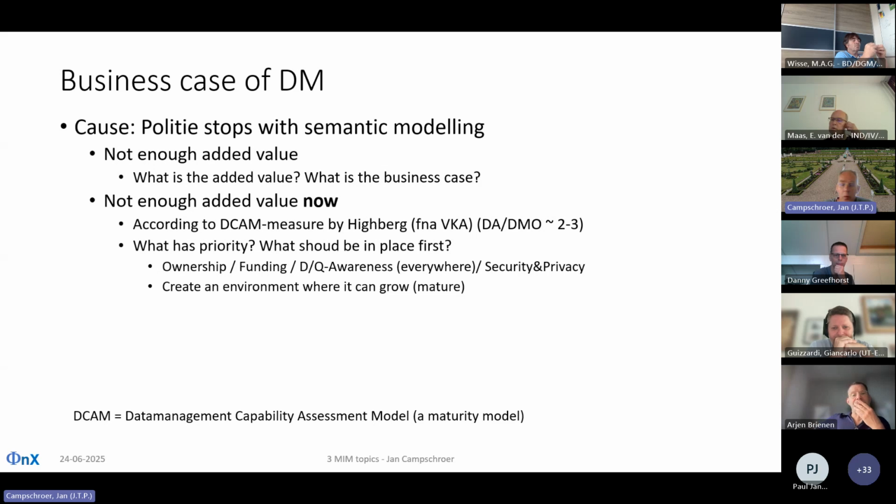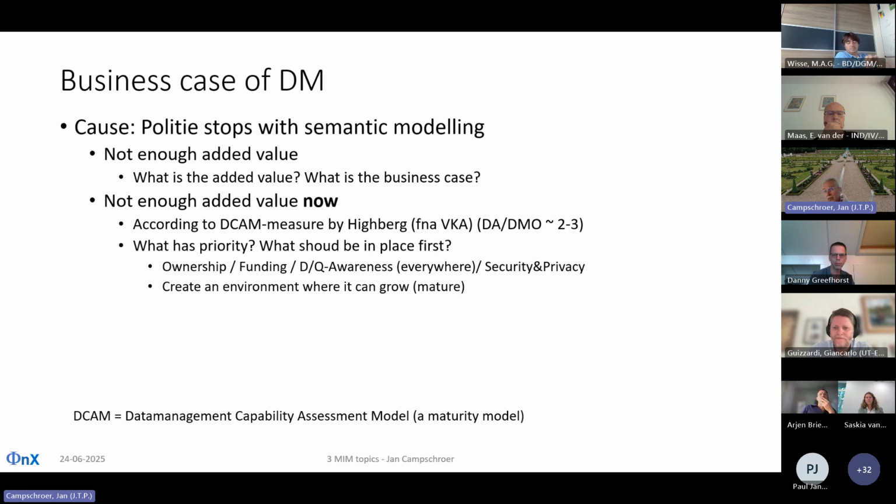Daar wil ik wat minder op ingaan, of eigenlijk niet. Dat is in ieder geval uitgekomen uit een meting van Heiberg, dat voorheen VKA heette. Daarin is naar boven gekomen dat we op data-architectuur en de datamanagementorganisatie ongeveer op niveau 2-3 zitten. Dat is op zich niet slecht, maar semantisch modelleren is nog eigenlijk een brug te ver.